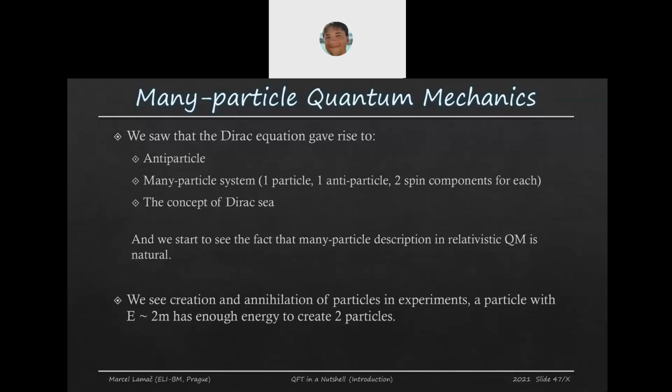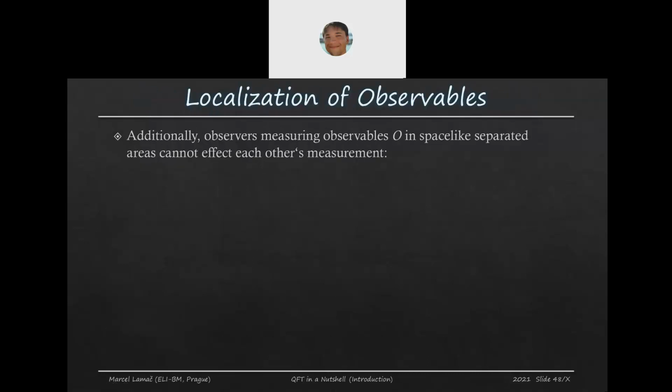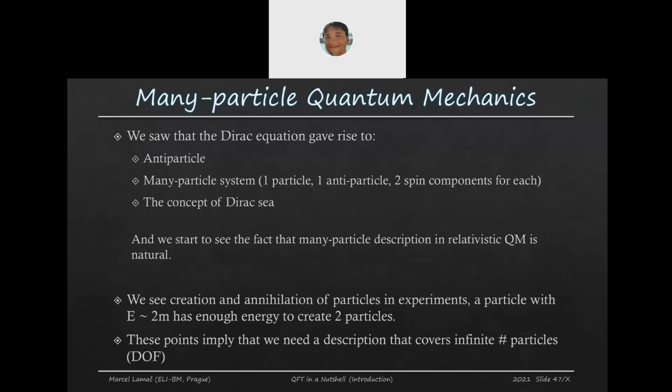If a particle has a kinetic energy that is, for example, 2 times the mass of some other particles, then it could, for example, create two particles with such mass. So we see that in experiment it is well known. So this is an unavoidable description of many particle quantum mechanics. It is intimately tied to relativity. And these points imply that we need a description that covers an infinite number of degrees of freedom, or infinite particles, which can be understood as an infinite number of degrees of freedom.